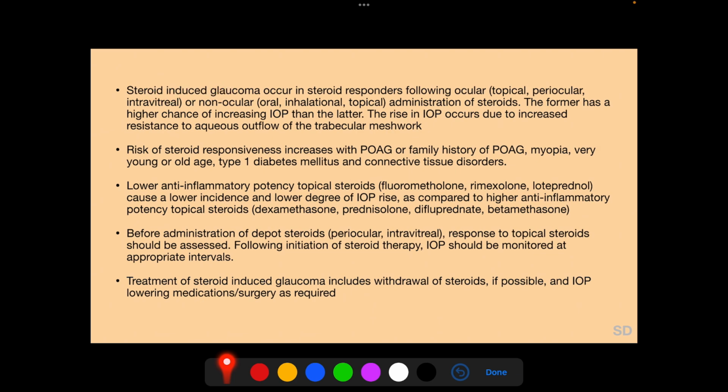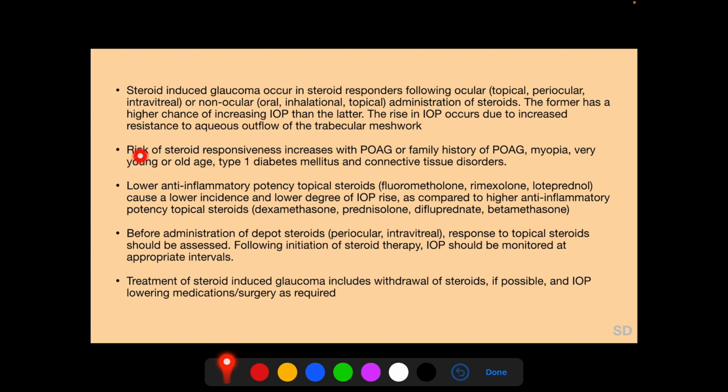Steroid-induced glaucoma occurs in steroid responders following ocular or non-ocular administration of steroids. Ocular administration of steroids has a higher chance of increasing intraocular pressure as compared to non-ocular administration of steroids. The rise in intraocular pressure following steroid administration occurs due to increased resistance to aqueous outflow in the trabecular meshwork.